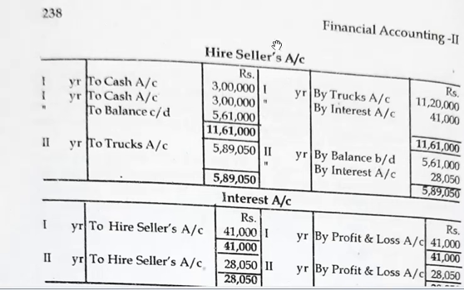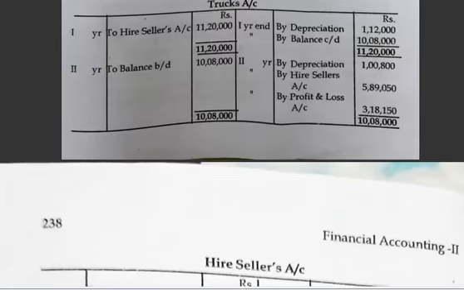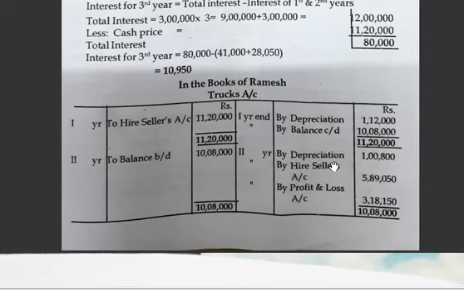Now it is to truck by hire seller. So you will go to the truck account and write by hire seller after calculating depreciation. Hire seller 5,89,050. Depreciation you have to write first, that is 10 lakh 8,000 into 10%, you will get 1 lakh 800. Now find out the difference, which will be transferred to profit and loss account. Only 2 years we have done here. Why? Because in the second year he is unable to pay the installment. So in the second year itself we have to close the account, that is, we will close the truck account by transferring to profit and loss account.